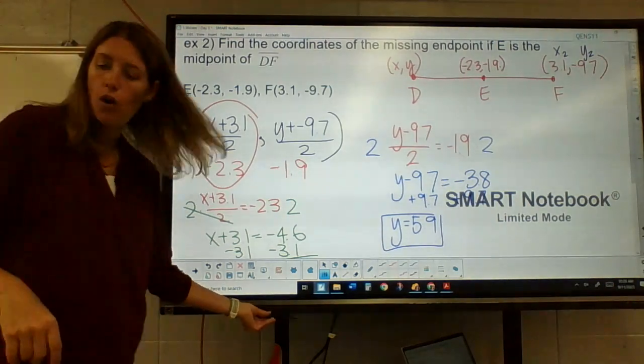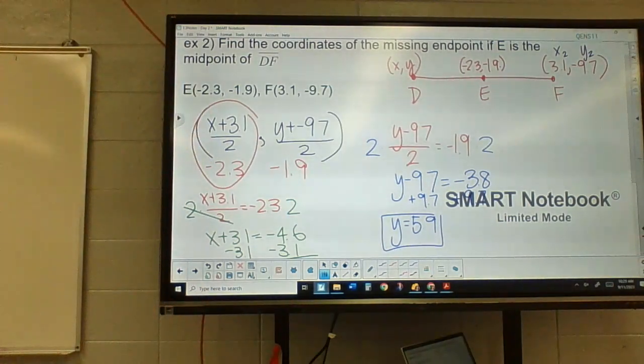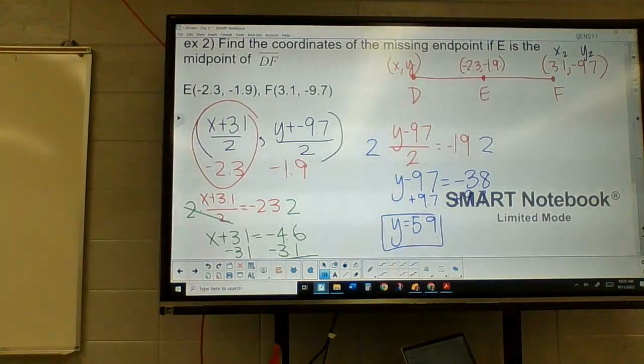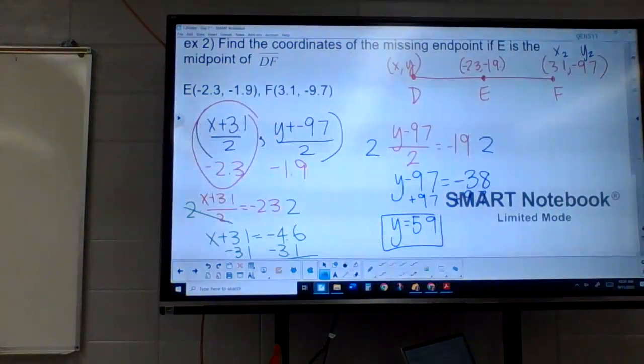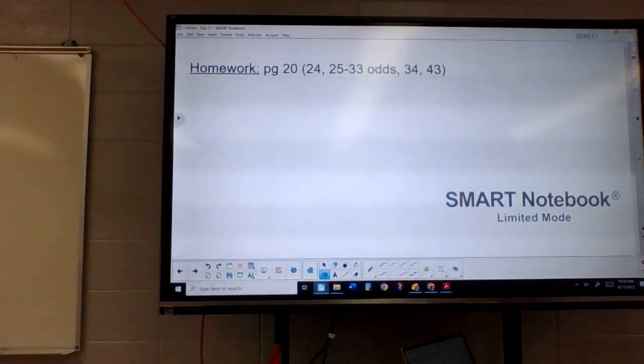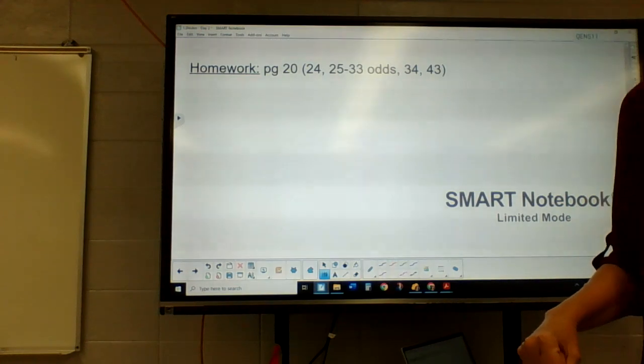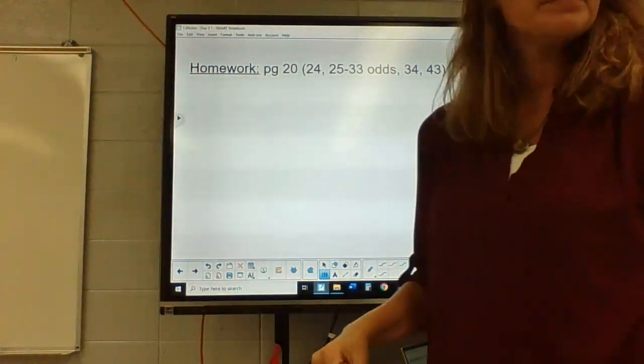So the homework is listed there for you. It's a little bit different where I pick and choose around some questions. There are some odds, but also some evens, so just know they're chosen specifically. And I think the pages should be in the book.